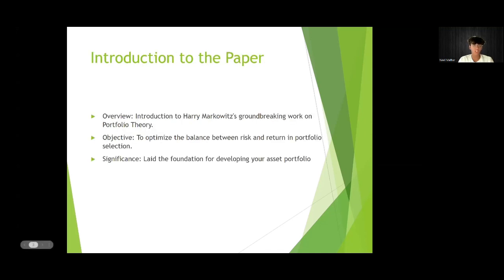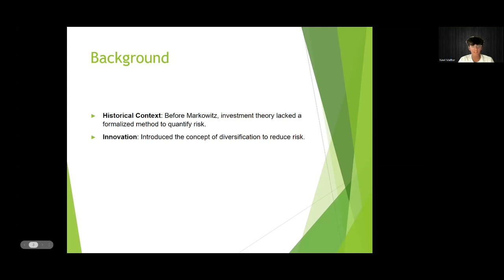Let me give you a brief introduction to this paper. For Markowitz, investment decisions lack a structured approach to quantifying and managing risks. Markowitz introduced a quantitative framework to help investors construct optimal portfolios by balancing expected returns against associated risks. Before Markowitz, investment theory lacked a formalized method to quantify risk. Investment decisions were largely qualitative before his work. By introducing diversification, Markowitz provided a method to reduce risk by combining assets with different risk-return profiles.